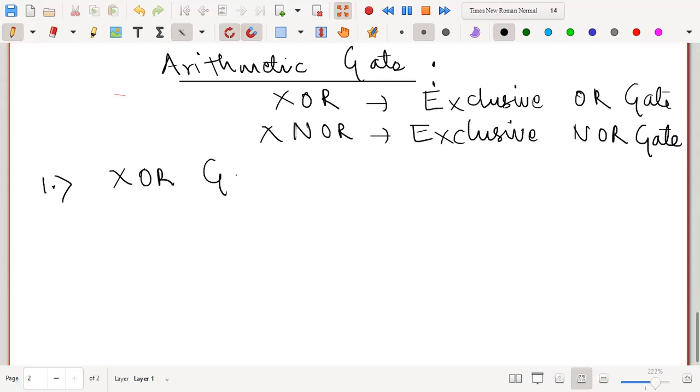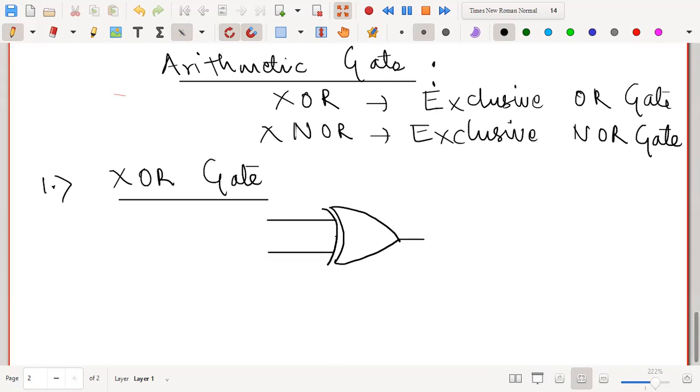This XOR gate is known as the exclusive OR gate. Okay, so first I will try to draw the symbol. I will first draw the OR gate. Then there will be a line in this way, an OR gate with an extra input line in this way. It is known as the exclusive OR gate.